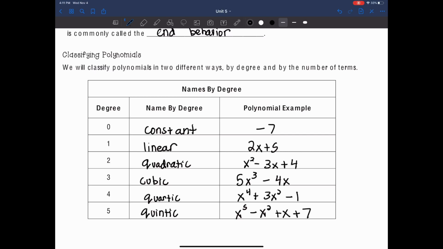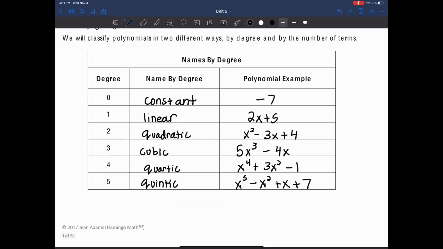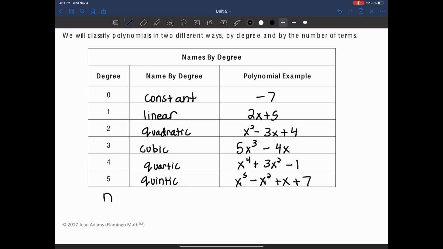Now, what if we have a degree that's greater than 5? Anything that's greater than 5 is going to follow this rule. So let's say we have a degree of n. It could be anything, 70, 100, 1 million. Any degree that's higher than 5 is going to be considered an nth degree. Okay, so after 5, we don't have any more fancy names. We just call it an nth degree.